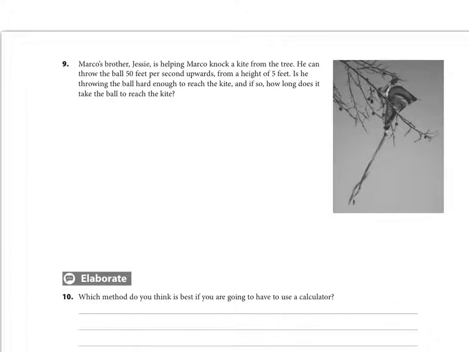Okay, so what we have is we have our formula, negative 16t squared plus, what's our initial velocity? 50 feet per second upwards, so 50t from a height of 5 feet, and that's because that's where he's releasing the ball. Okay, so it says Marco's brother Jesse is helping Marco knock a kite from the tree. Is he throwing the ball hard enough to reach the kite? And if so, how long does it take the ball to reach the kite?